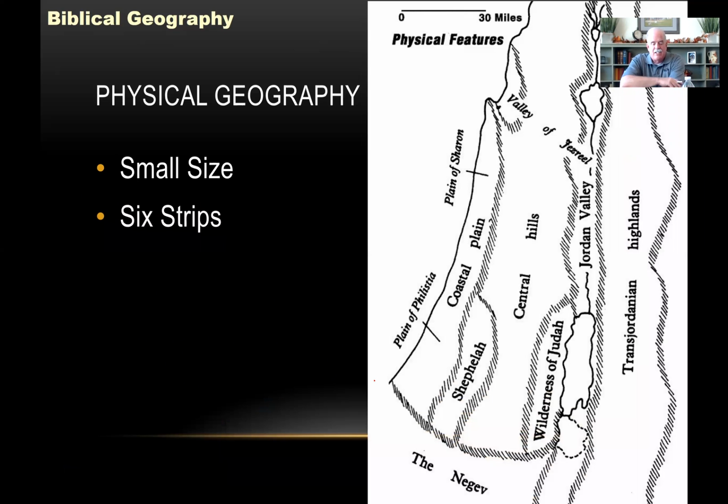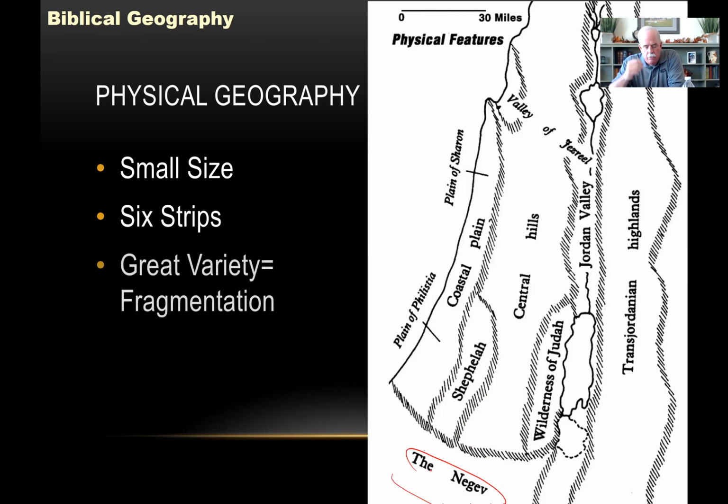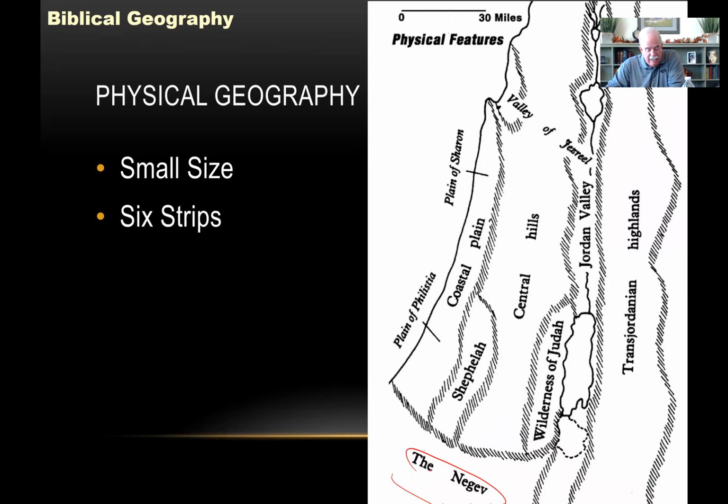So there are these 6 strips. Now, we've talked about 5 before, but we've added one here, and it's great. I mean, it makes all the sense in the world. Now, I want you to know these. We're going to travel these. The one that we're going to be the most negligent of is the Negev to the south, but the others we will travel rather carefully.